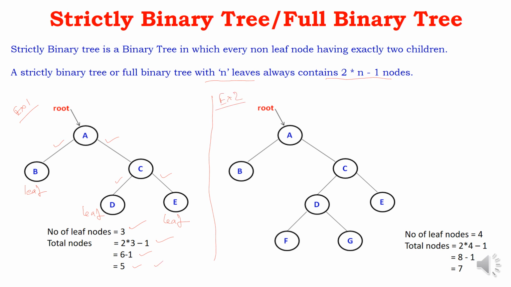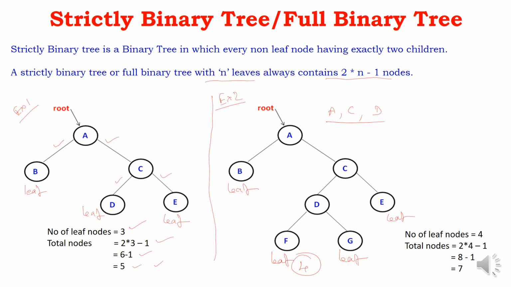This is also a binary tree where A is the root node and there are other nodes distributed in the left subtree and right subtree. There are some leaf nodes and some non-leaf nodes. A leaf node means a node which does not have any children. So B is a leaf node, F is a leaf node, G is a leaf node, E is a leaf node. There are 4 leaf nodes. What are the non-leaf nodes? A is a non-leaf node, C is a non-leaf node, D is a non-leaf node. There are 3 non-leaf nodes.